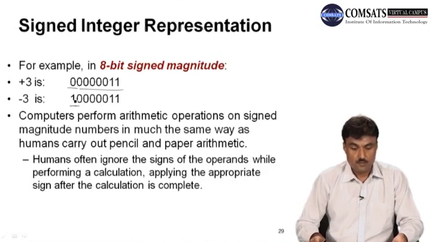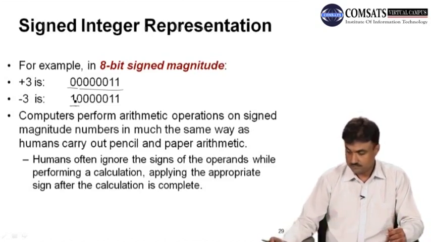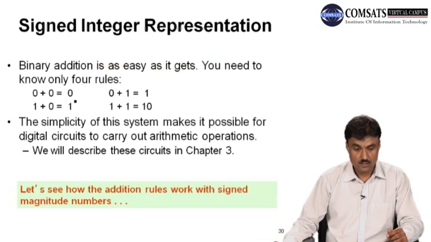So computers perform arithmetic operations on signed magnitude numbers in the same manner as we perform with pencil and paper. We ignore the sign value and just add these two numbers. We'll see the example in the next slide.